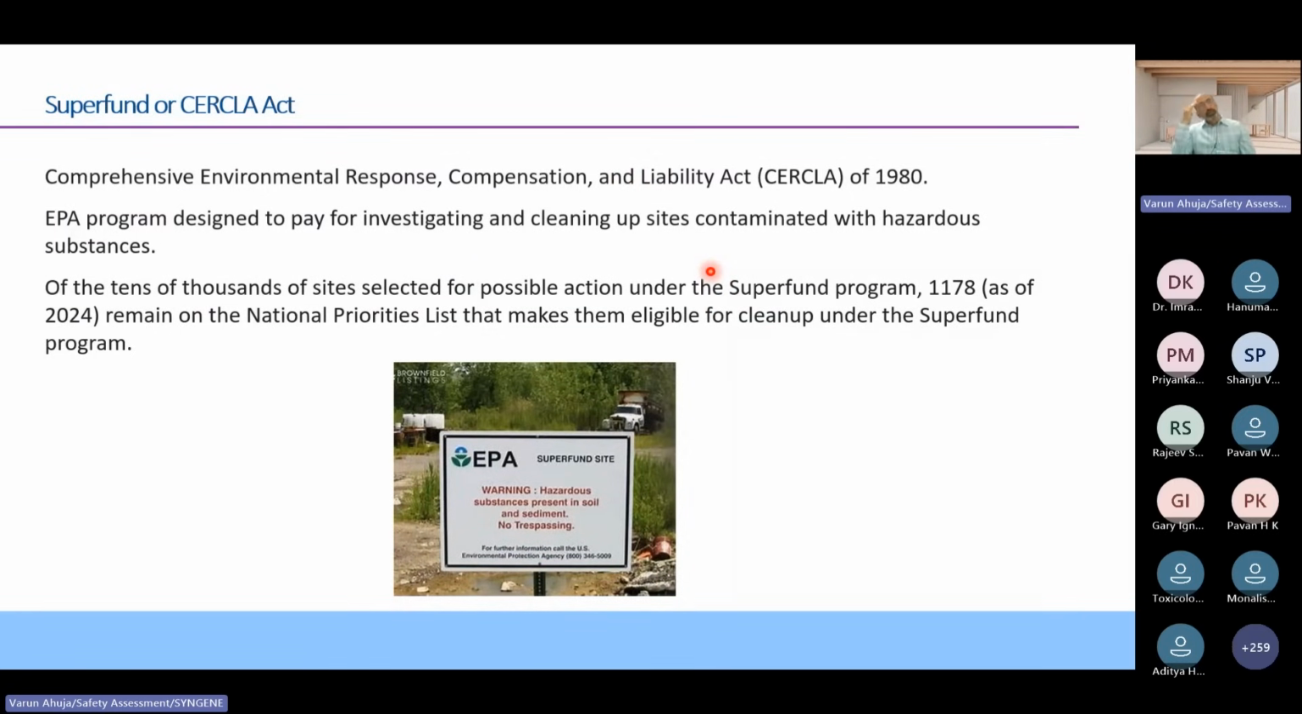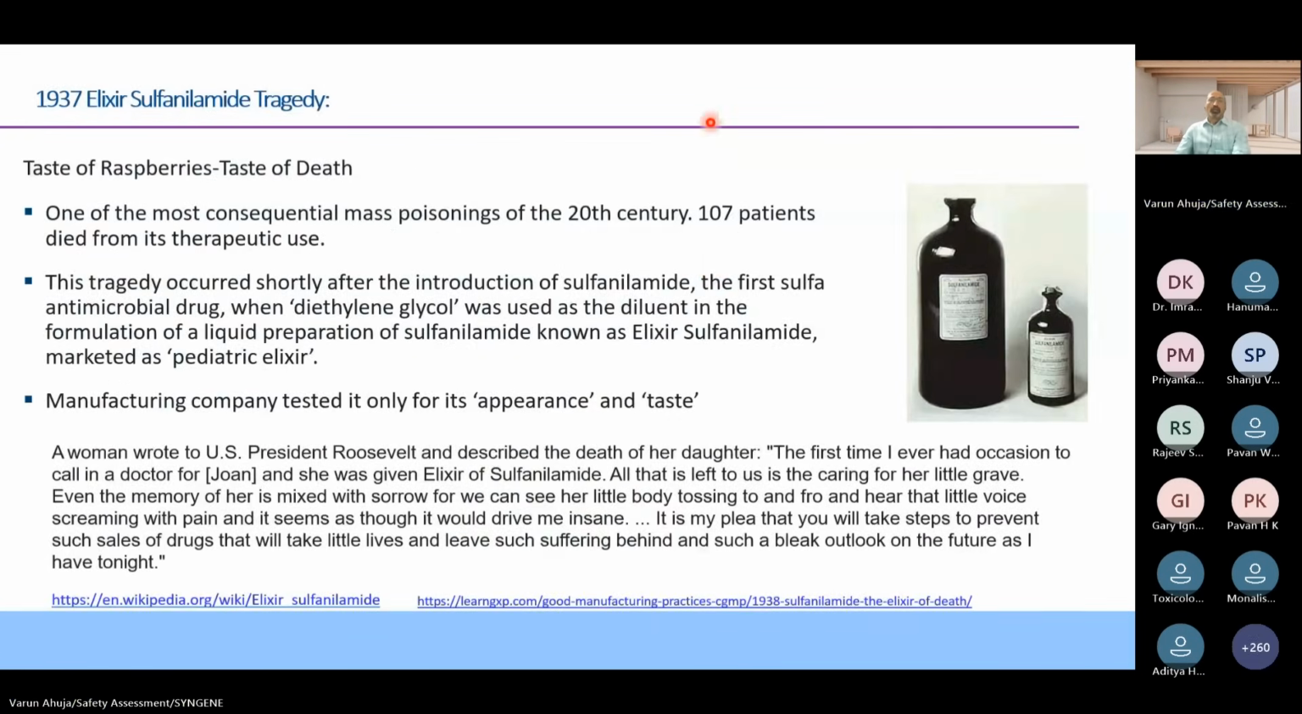Initially it was about a $1.5 million fund, and I think right now it is around $8.5 million for cleanup of one site, which is designated by EPA. So fine, this all was happening.